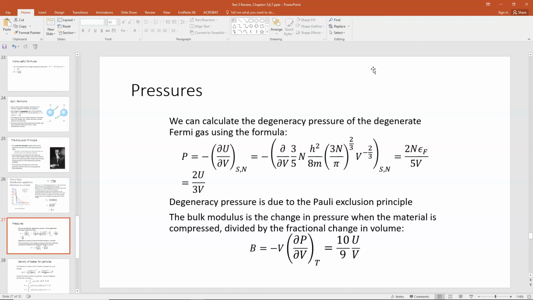But the bulk modulus is something that's achievable in regular pressures and lab settings, and that's the change in pressure when the material is compressed divided by the fractional change in volume. And remember that you could find the contribution that the conduction electrons make to the bulk modulus of a material using the formula 10/9 U over V, okay? And that's going to be about 1/3 on average of the total bulk modulus of the material.